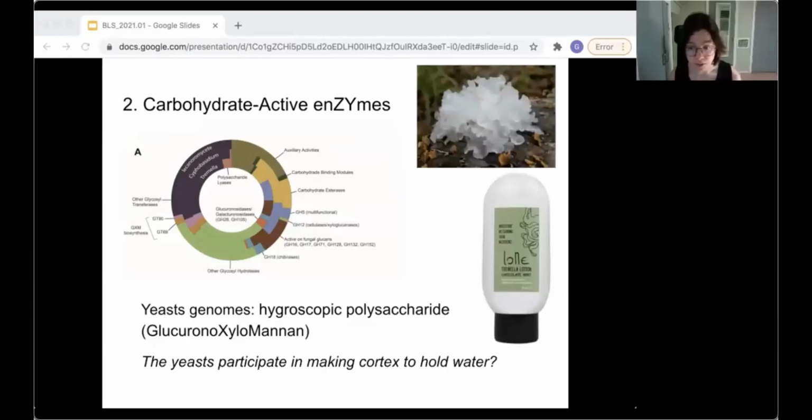Tremella fuciformis, for example, here, owes its common name, the jelly fungus, to this polysaccharide, and the moisture-retaining properties of GXM are even used in cosmetics. So here you can see a skin lotion made from tremella, and all thanks to GXM. So now we can hypothesize that maybe the yeasts in lichens do produce GXM, and that helps lichen to retain water.